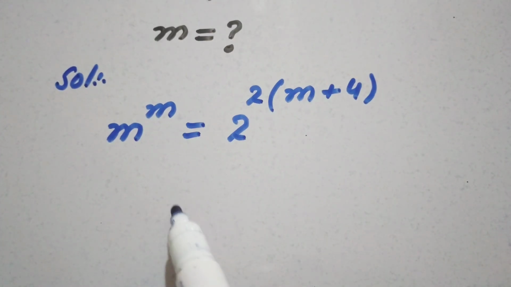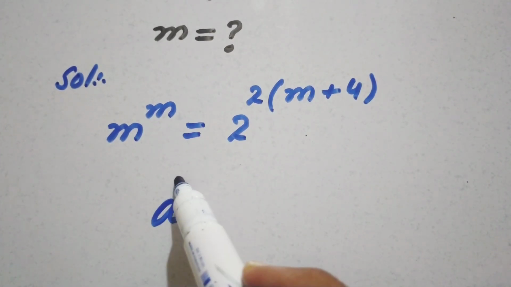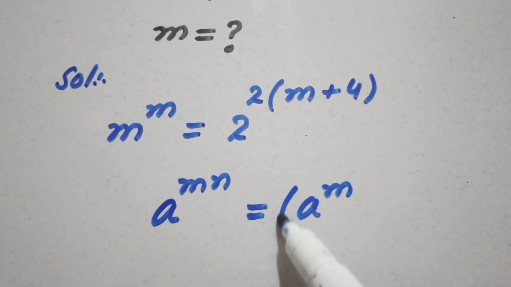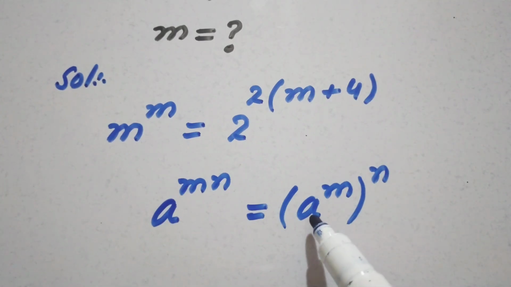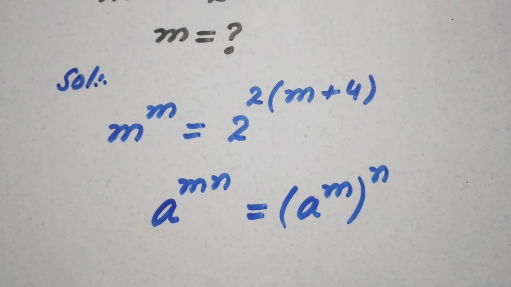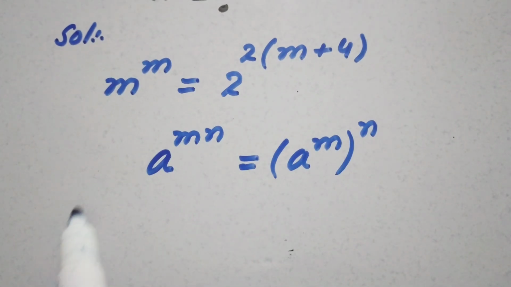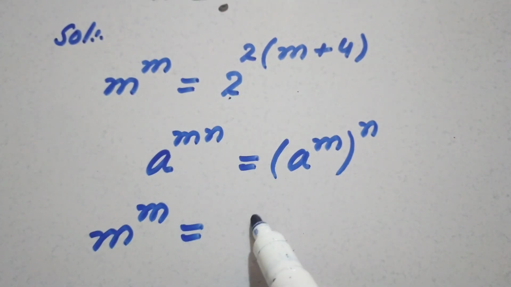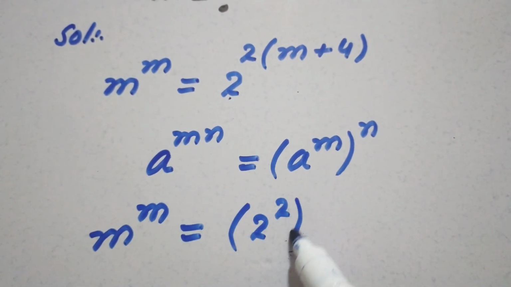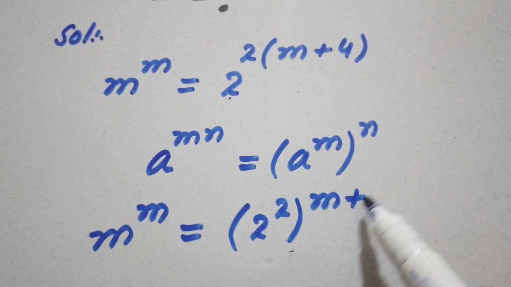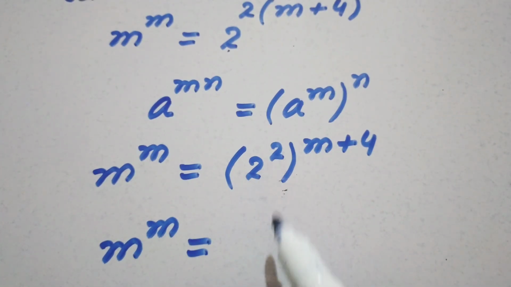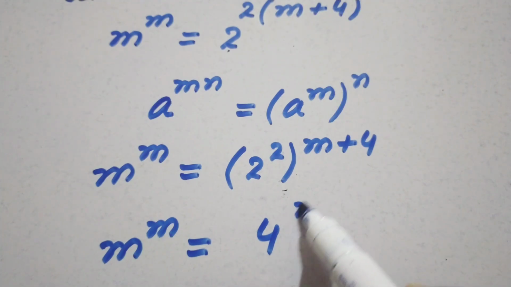Now if we have a number a power mn, we can write this as a power m and this power n, or a power n whole power m. So using this property, m power m is equal to 2 squared, and this whole power m plus 4. Now we have m power m is equal to 2 squared, which is 4, and 4 power m plus 4.